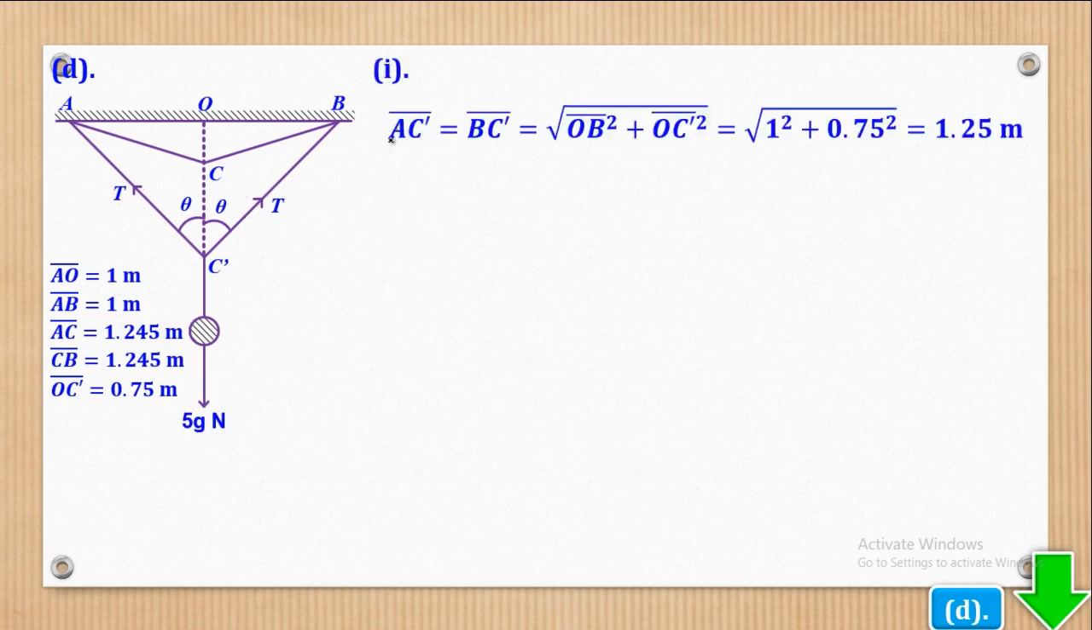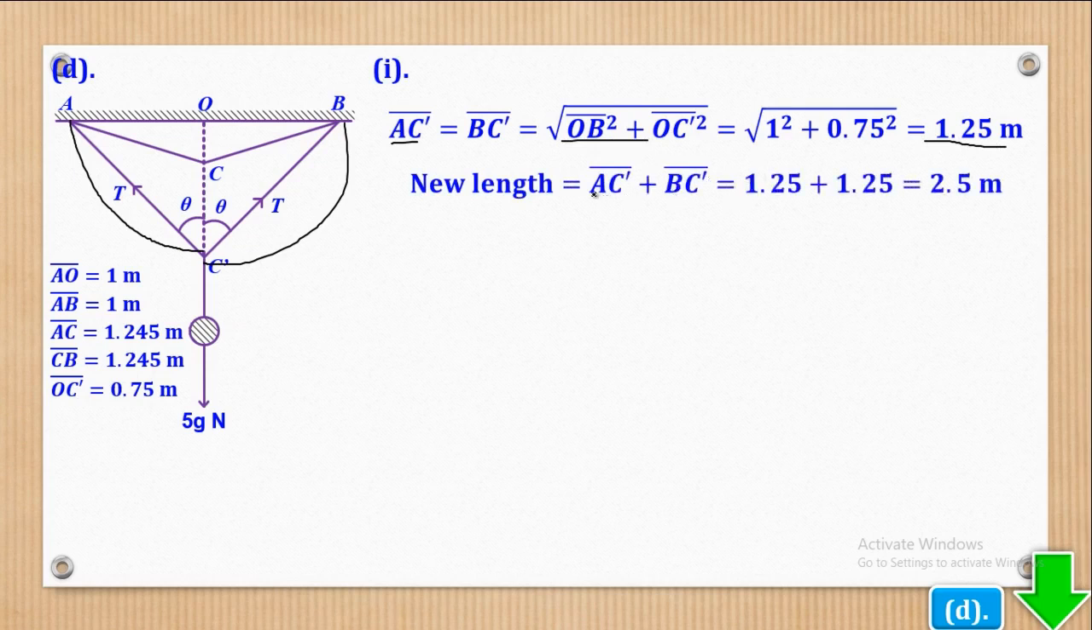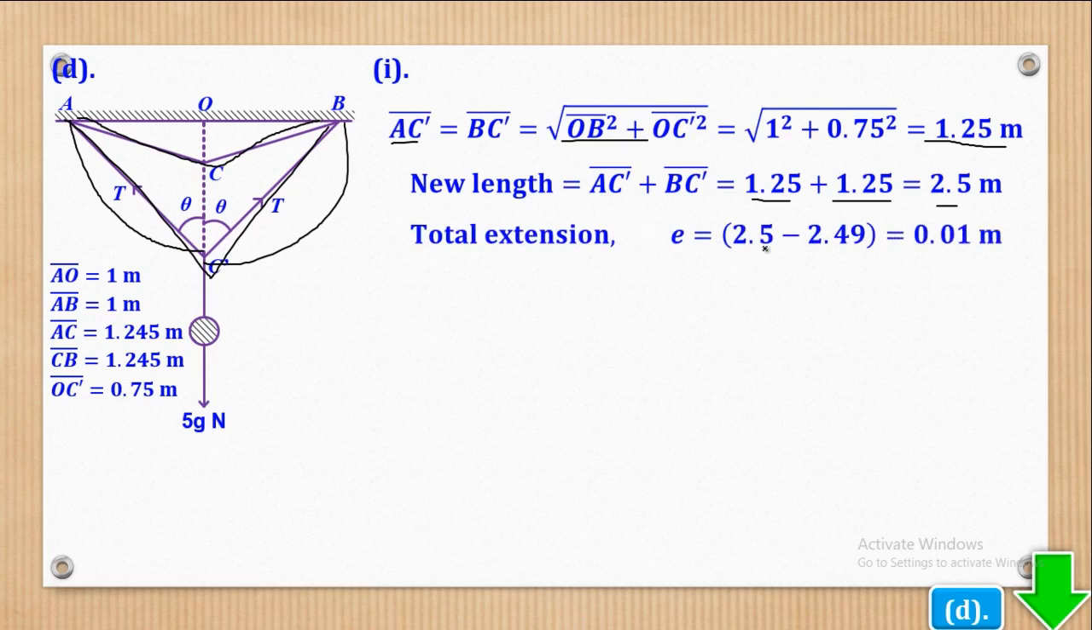We have to first get some parameters. So AC prime, this distance is the same as this distance and can be got by Pythagoras theorem, which gives you 1.25 meters. Therefore, the new length AC prime plus BC prime will be equal to this plus that, which gives you 2.5. So the total length is from here up to here, and the original length is from here up to here. That means you can easily get the total extension, which will be 2.5 minus the natural length, which was 2.49. So when I subtract the two, I come up with 0.01 meters as the total extension.